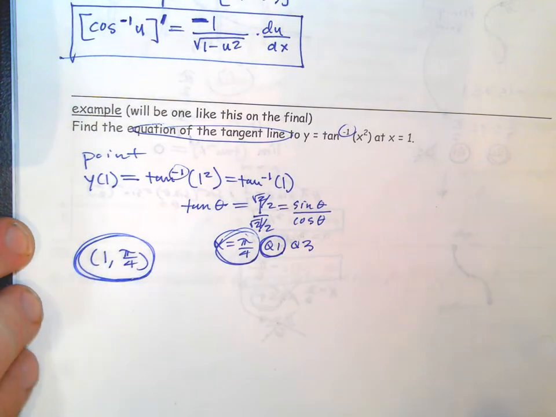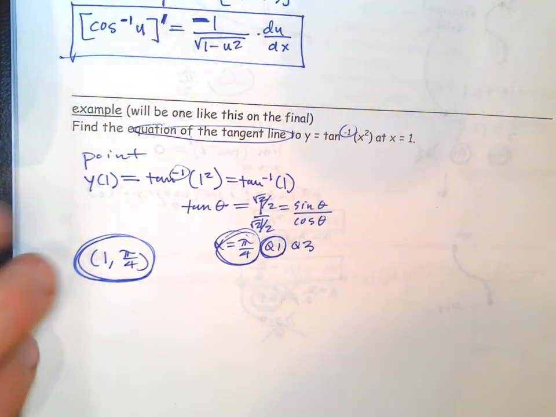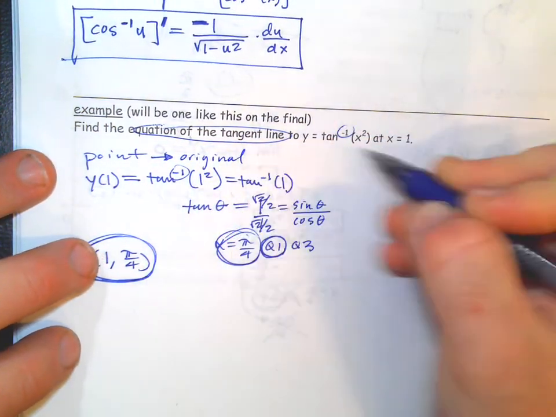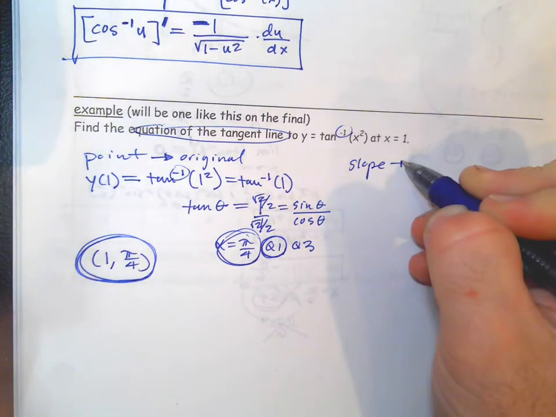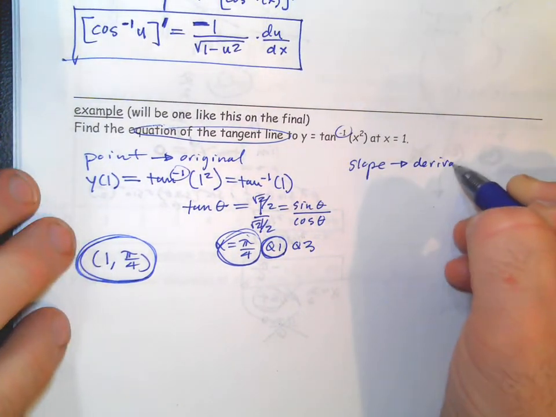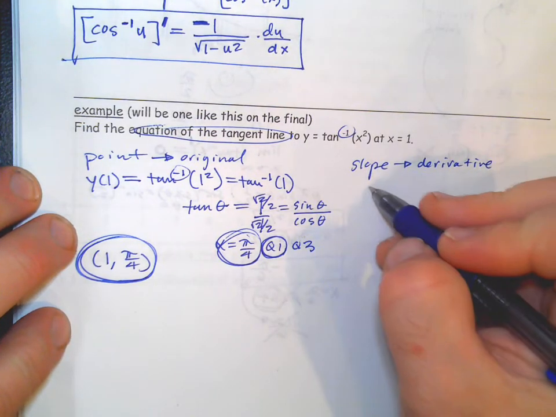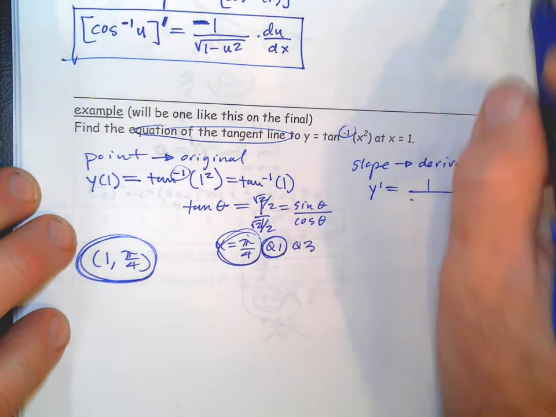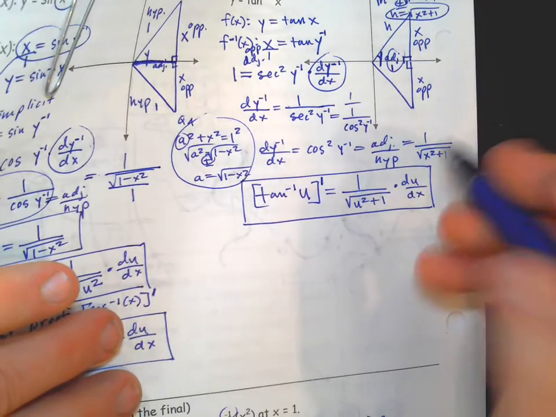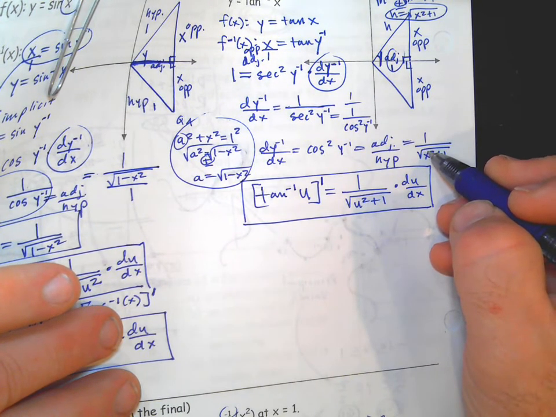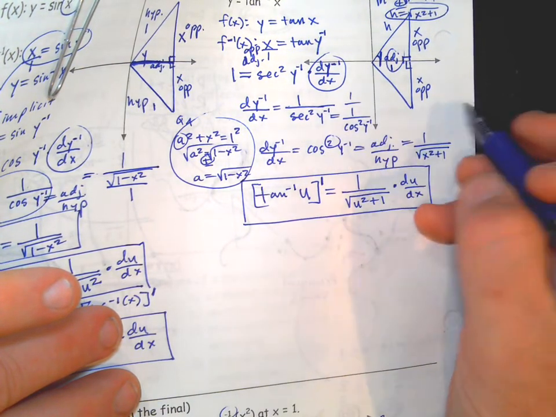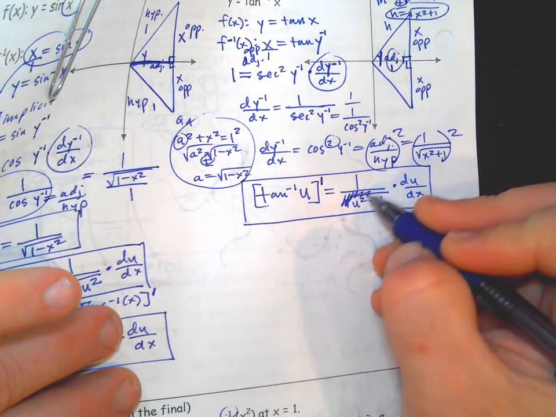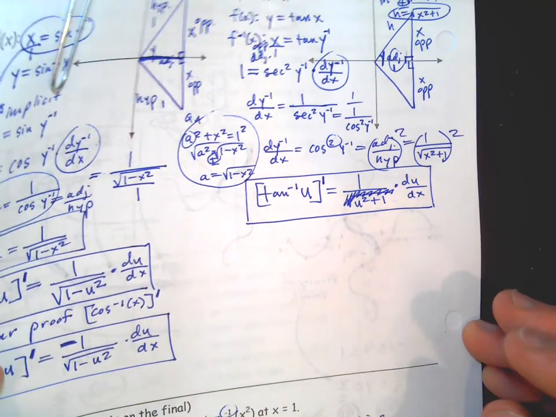So that's your point. We need the slope, okay? So the point comes from the original function. The slope comes from the derivative. So this is where our new rule comes in. The derivative, y prime, equals 1 over the, yeah, I think I actually made a mistake here. There shouldn't be a square root, I think. Oh, because this was squared, right? So it should be squared. And so there is no square root. My mistake. Sorry. Forgot the squared.